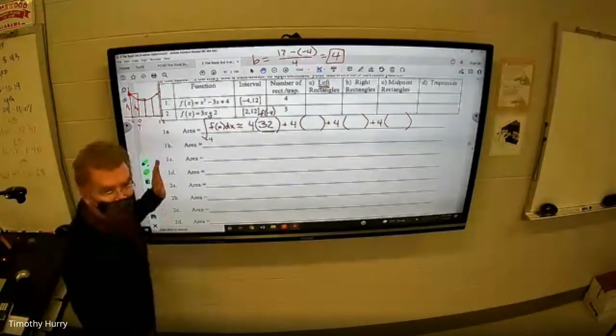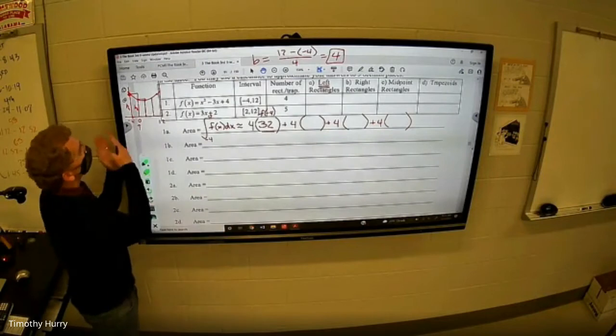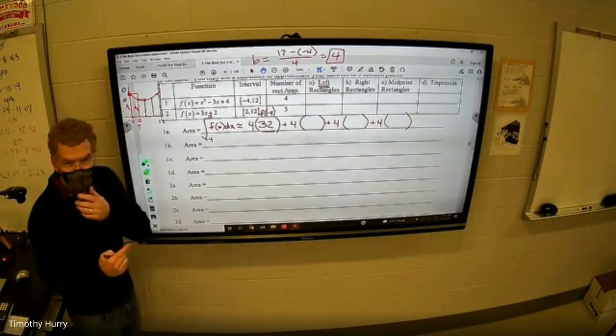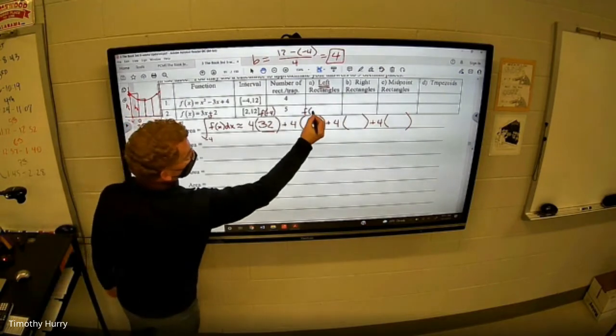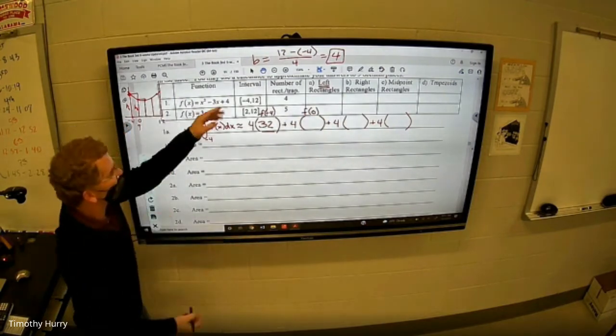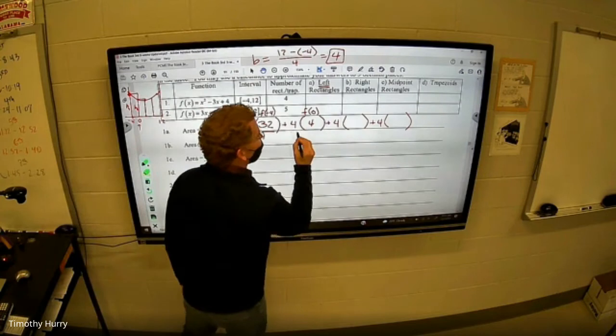Okay, so what do I plug in if I want the left side of the second one? 0. I plug 0 in. So I'm looking for f of 0. When I plug a 0 in there, I get 4. Great. I have that area, 16.